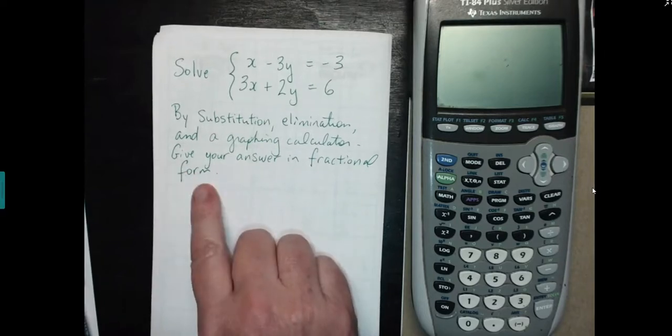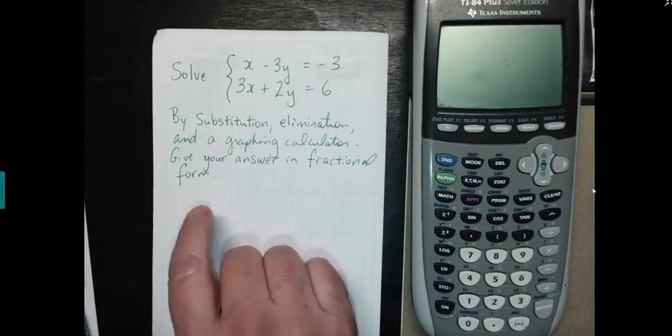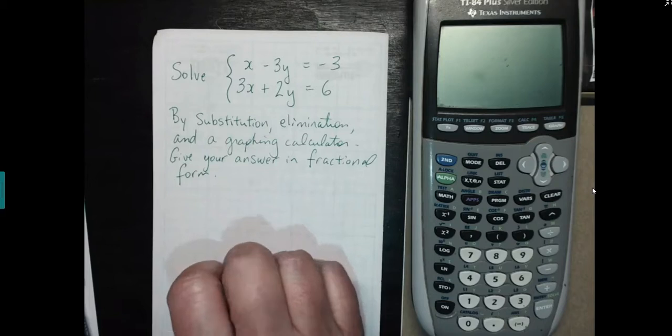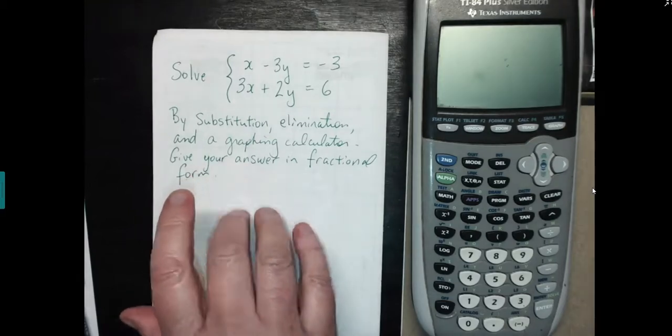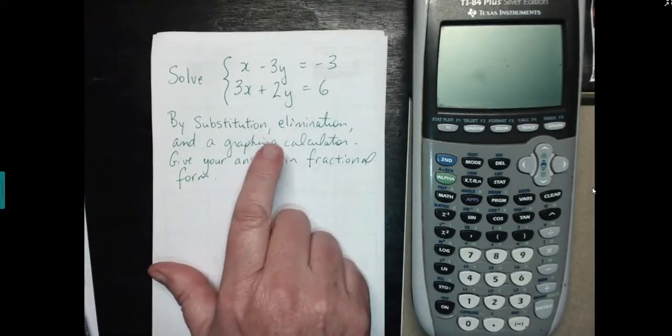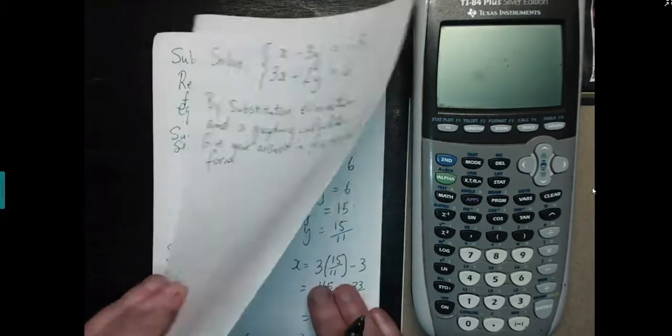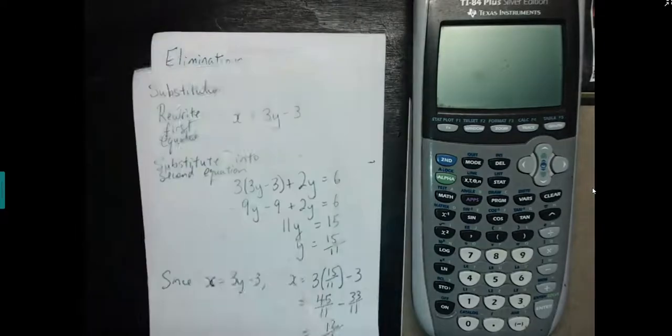Now, a lot of times, your university will require you to give the exact answer or give the answer as fractions. You're not allowed to give it in decimal form. So let's explore how we would do that, especially when we're using the graphing calculator. All right, so let's start with the substitution method.